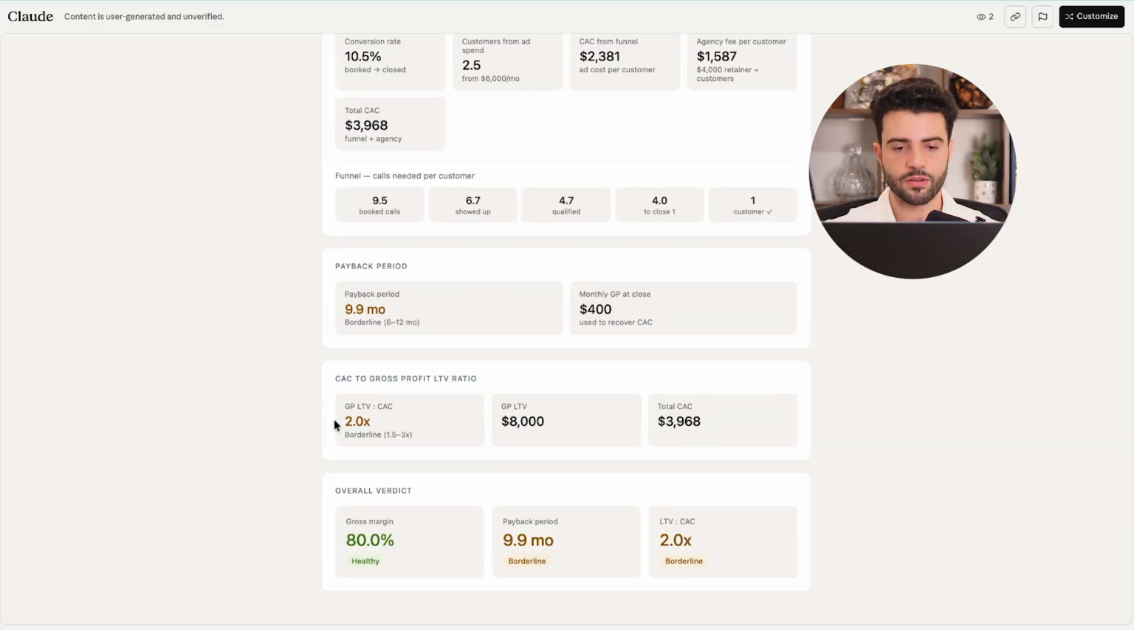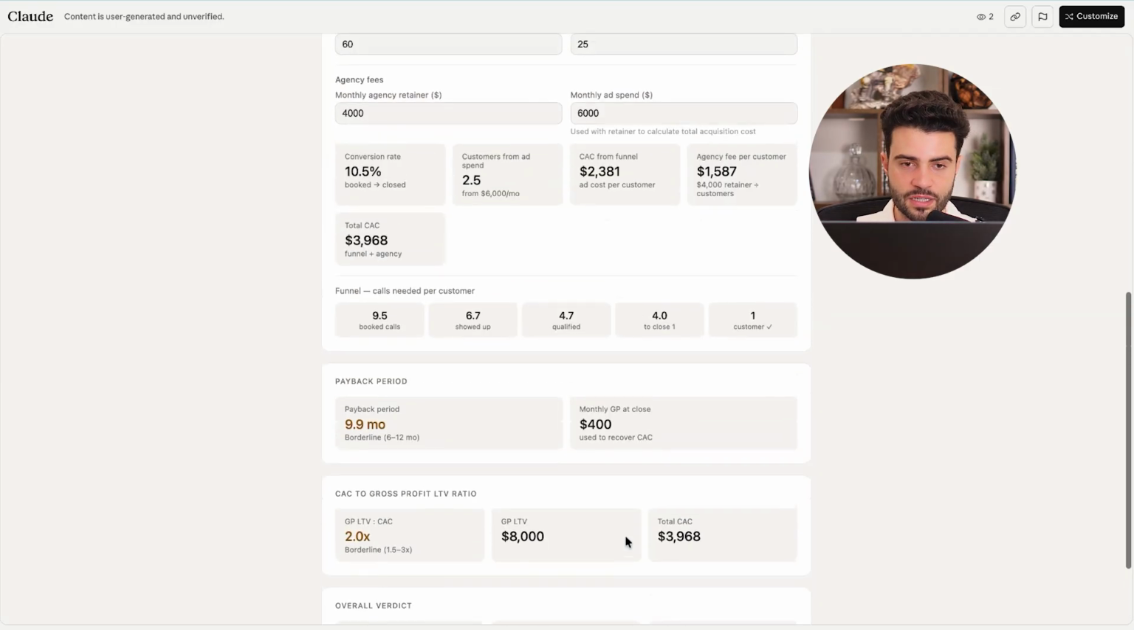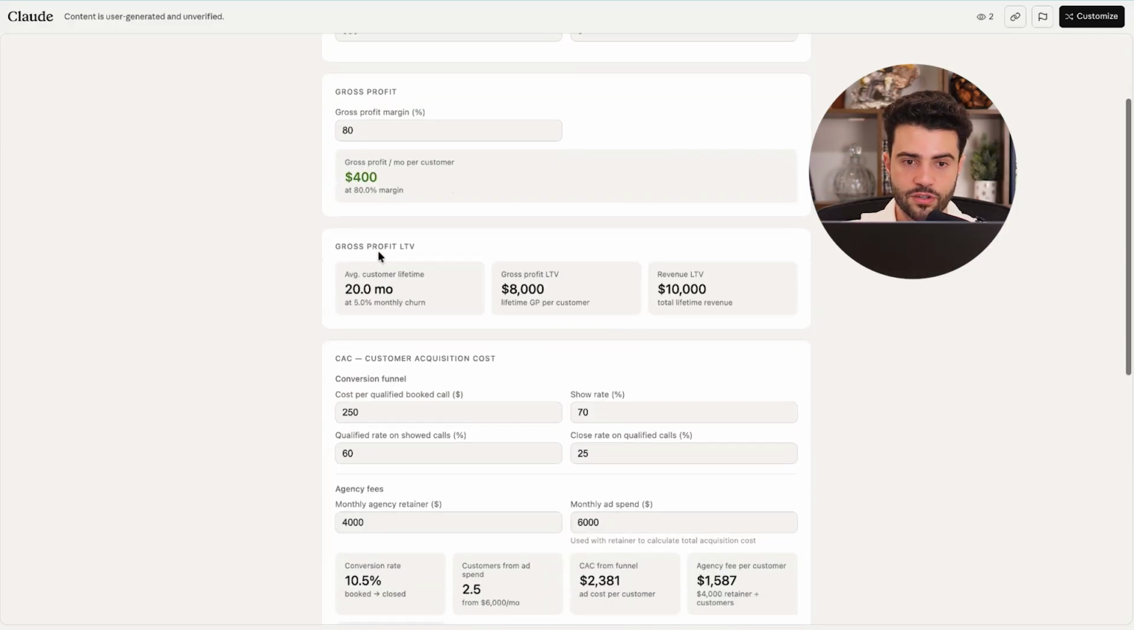So right now, this tells us that we have a 2.0 LTV to CAC, which means that you can run this, but it's borderline in terms of if this is something that you want to continue to run. Like I personally always want the LTV to CAC to be 3.0 and I want the payback period to be less than 6 months.